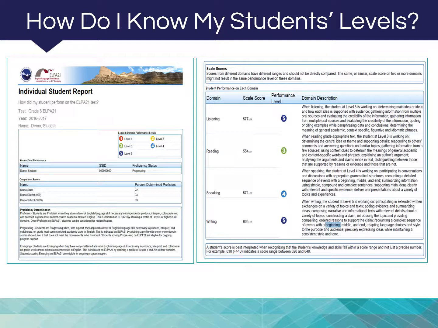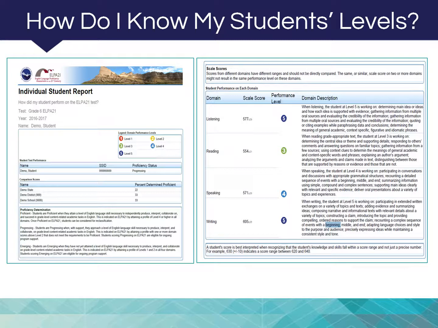Here is a sample of an ELPA 21 individual student report. This sample score report can be found on page 9 of your viewing guide. Note, this is just a sample report. Actual student reports may look slightly different, but will include the same information.